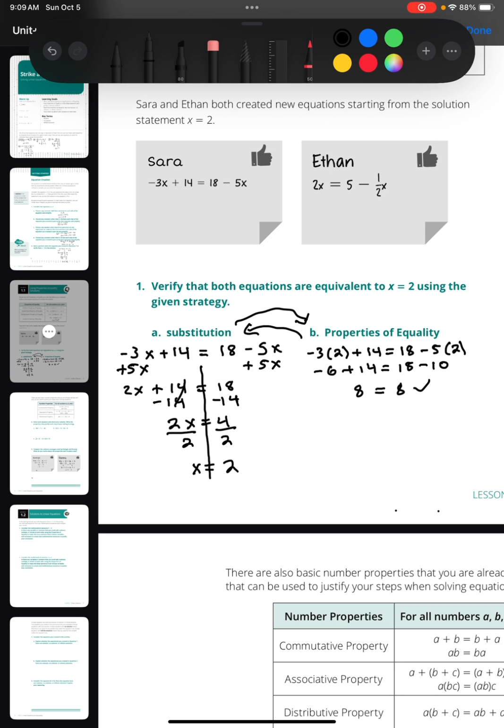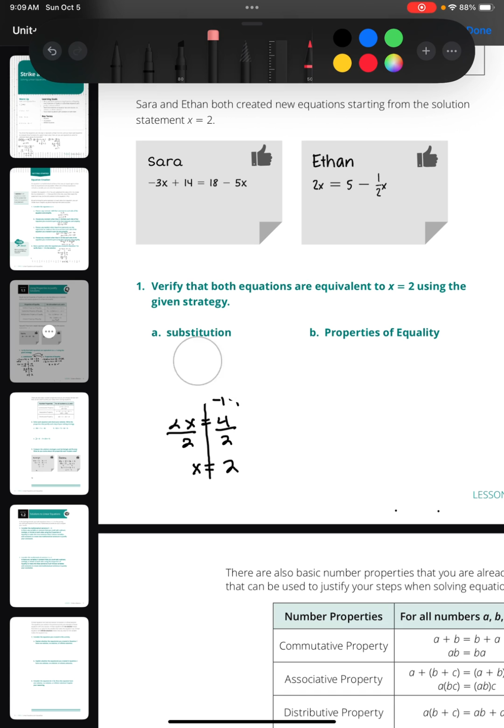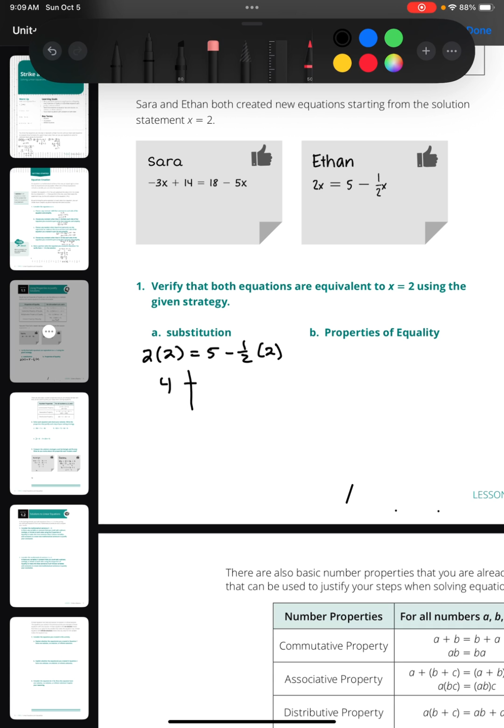Okay, then for Ethan, I'm going to erase that to give myself a little more space. And we'll put them on the correct sides this time. So we'll do substitution first for him. We're going to plug in 2 for x and simplify. So on the left, 2 times 2 is 4. On the right side, 5 minus 1/2 times 2 is 1. So we do get a true statement. 4 equals 4. So that matches up.